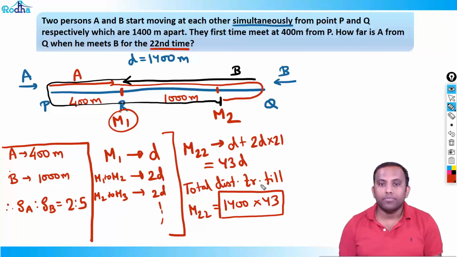Don't solve this completely here, because we have to calculate the distance traveled by A and B, so in the ratio it will get cancelled, right? So don't waste time solving this here. Now see what is the distance traveled by A.